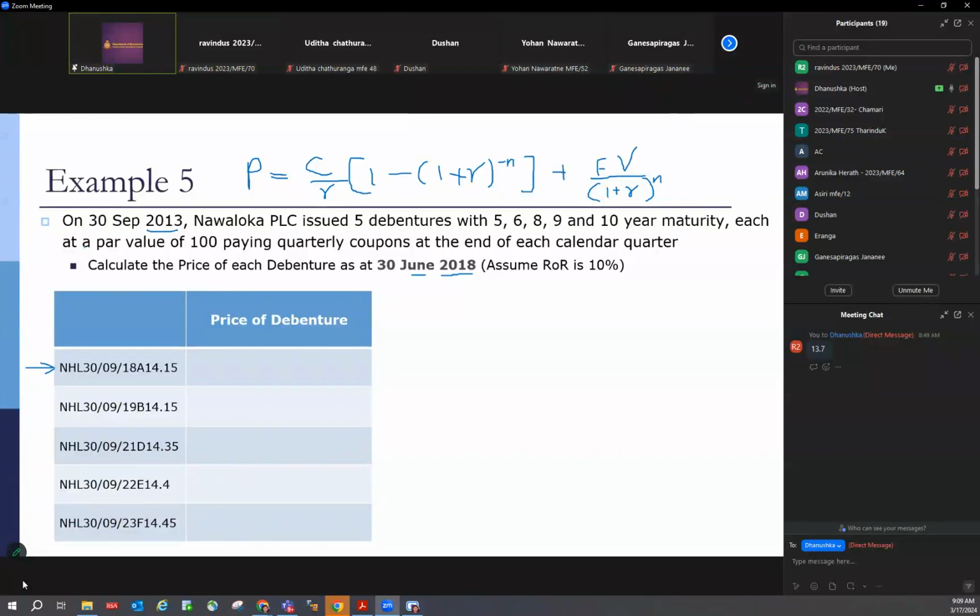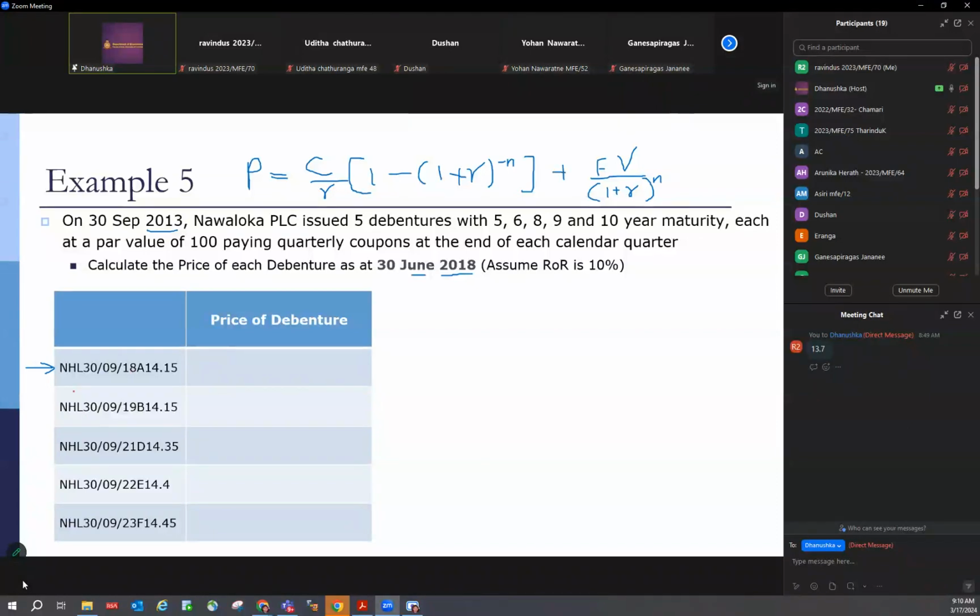So you have this debenture that started out in 2030, right? The difference in this sum is we're looking at the price of the debenture in 2018. When this debenture started out, it was five different debentures in a round of issue. They raised money by issuing five different debentures, 5-year, 6-year, 8, 9, 10-year debentures, right?